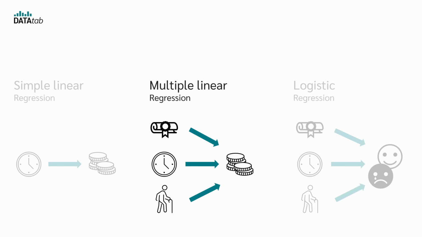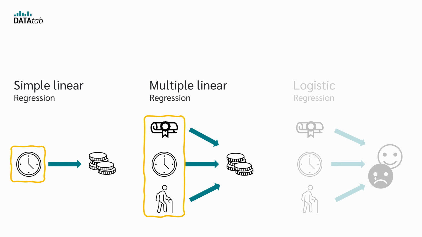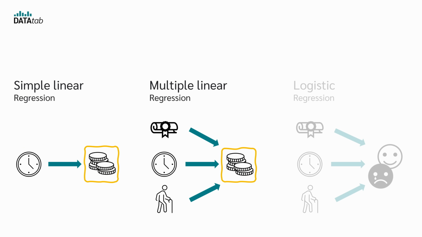Multiple linear regression, on the other hand, uses several independent variables to predict or infer the dependent variable, i.e. the highest level of education, the number of hours worked per week, and the age of the person. Therefore, the difference between a simple and a multiple regression is that in one case only one independent variable is used and in the other case several. Both have in common that the dependent variable is metric.